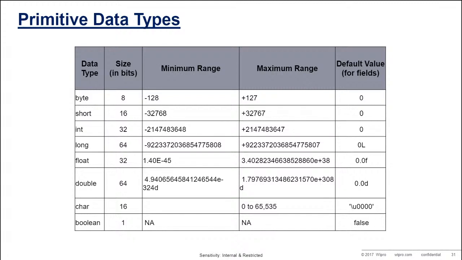For all integer types, that is byte, short, int, long, 0 is the default value. Whereas for the real types, that is float and double, 0.0 is the default value. For char, you can see backslash u with 4 zeros, which is the value mentioning it as 0, not the numerical 0. Understand the difference. And for boolean, the default value is false.